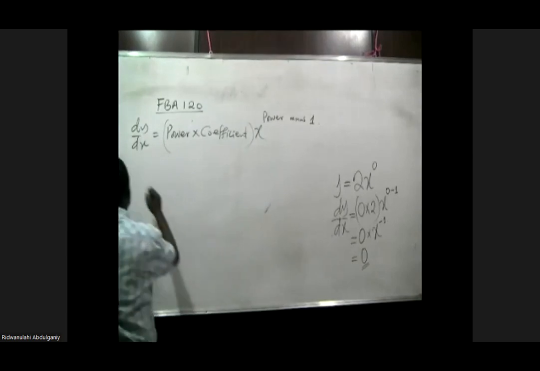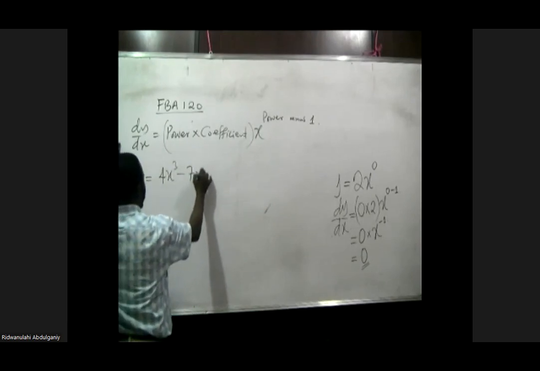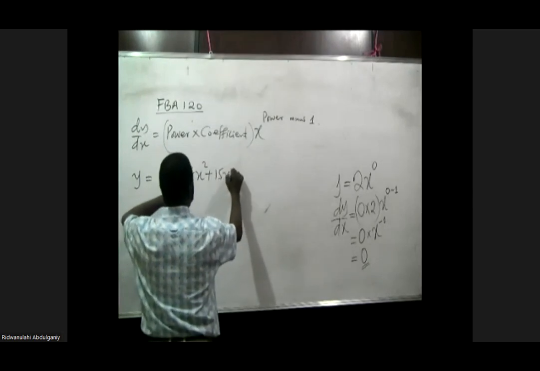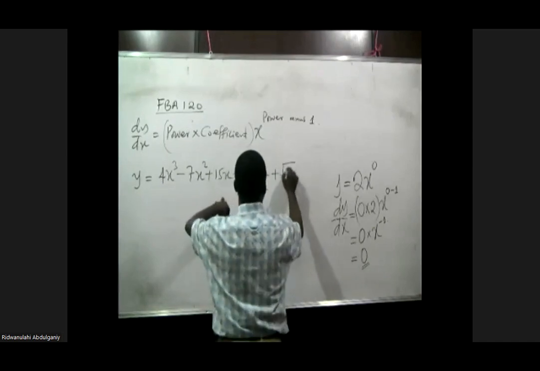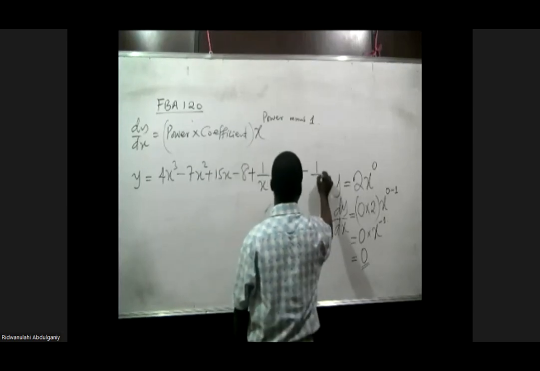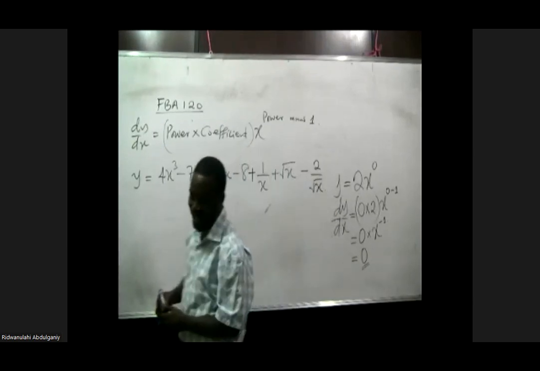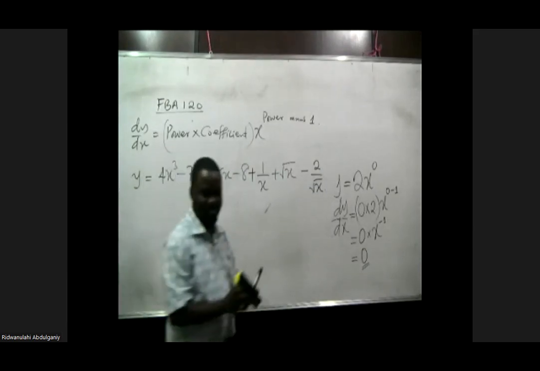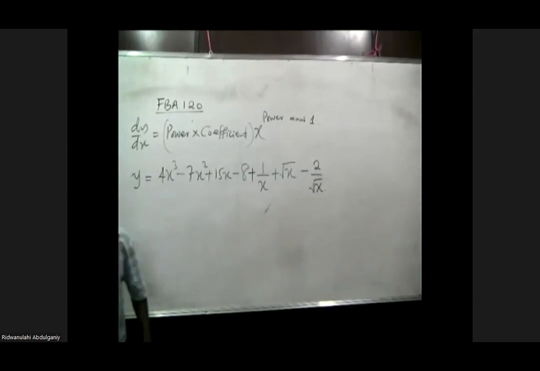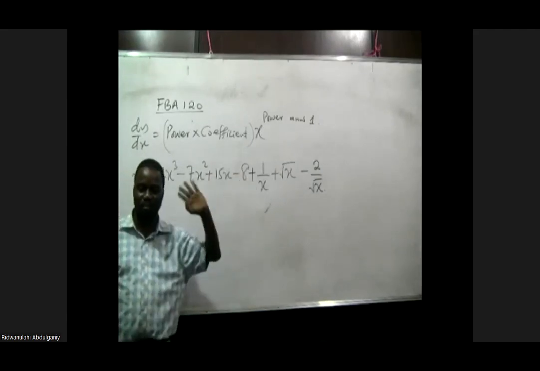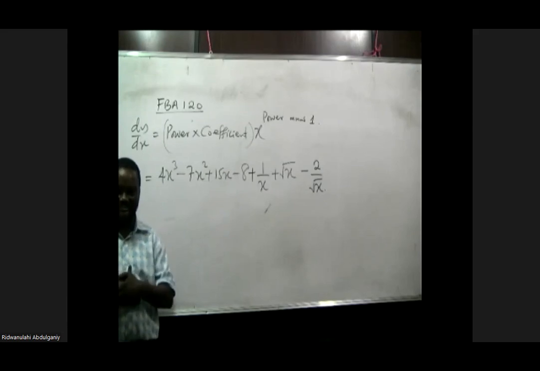So let me write a very long one. y equals 4x cubed minus 7x squared plus 15x minus 8 plus 1 over x plus square root of x minus 1 over square root of x, or even let me say 2 over square root of x. I know some people will laugh. Please don't be afraid, what type of question? No, this question is extremely simple.